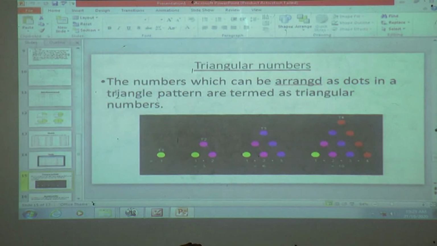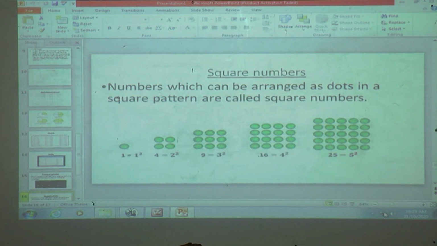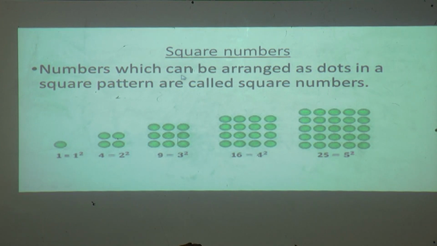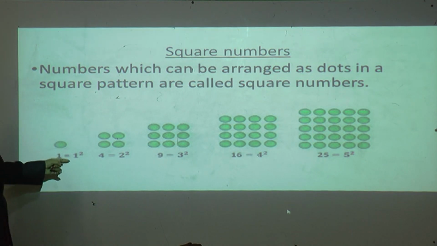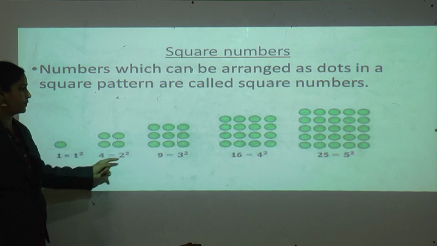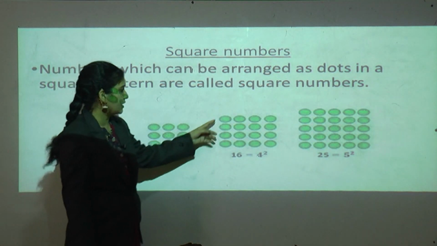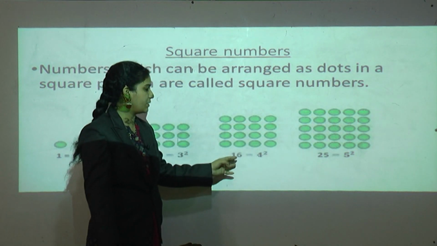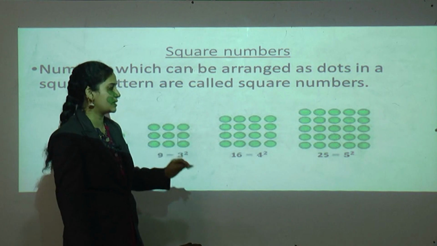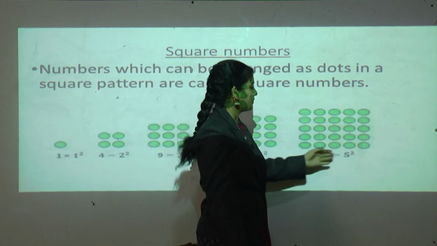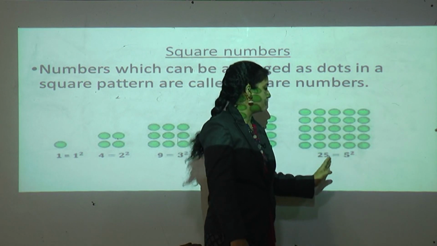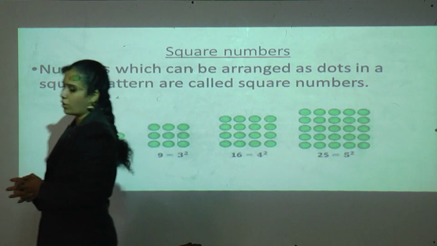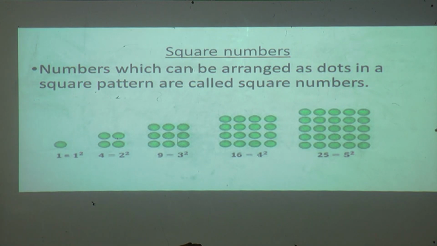So students, see next one, here, square numbers. Numbers which can be arranged as dots in a square pattern are called square numbers. Here, see, square of 1 is 1, square of 2 is 4, 9 is a square of 3. Here 4 columns and 4 rows, that means square of 4, 16. Here 5 columns and 5 rows, 5 multiplied by 5, square of 5, 25. Now all of you understood triangular numbers and square numbers?